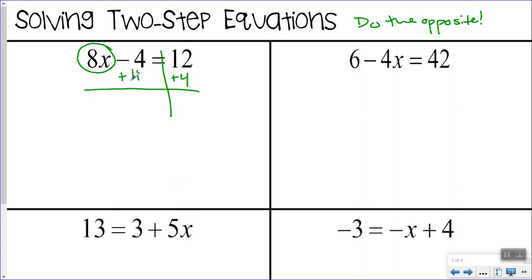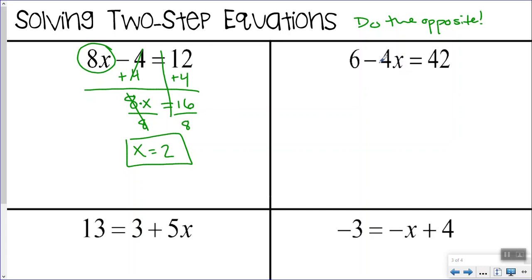-4 plus 4 is 0, so now I don't need to worry about these terms. All that's left on this side is 8x. On the right side, we have 12 plus 4, which is 16. Now, I know that when the 8 is right next to the x, when it's the coefficient, this is multiplication. The inverse of multiplication is division. So I'm going to divide both sides by 8. This cancels out to just 1, and 16 over 8 is 2. So my answer is x equals 2.